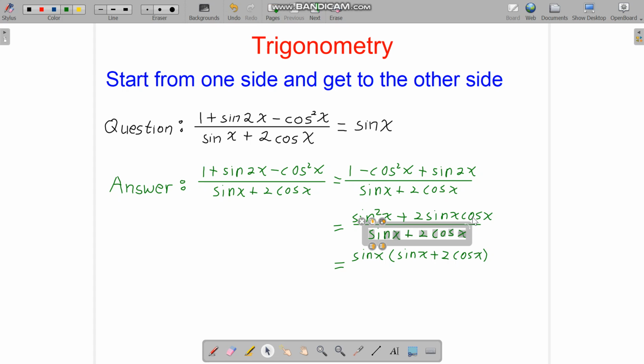Which is exactly the same as the denominator, so they cancel out. And so we have proven that the left hand side is the same as the right hand side.